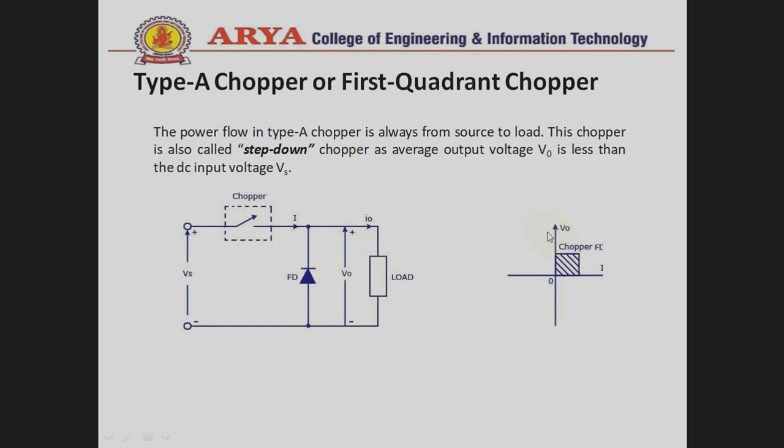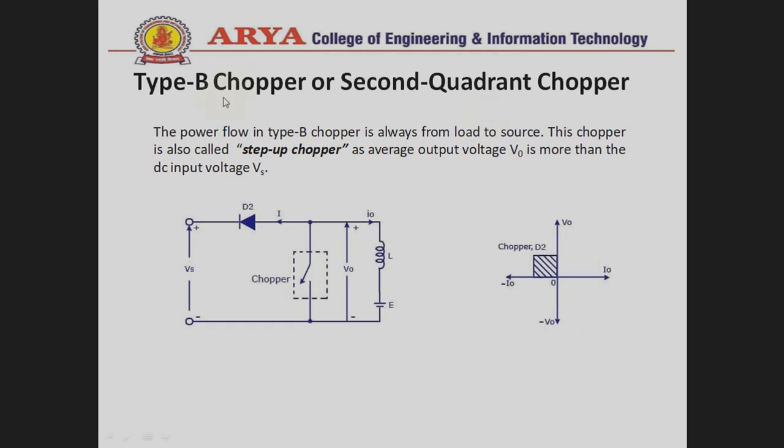This is the circuit diagram and this is the quadrant diagram of type A chopper. Second one is type B chopper. This chopper is also known as second quadrant chopper and also known as step up chopper.